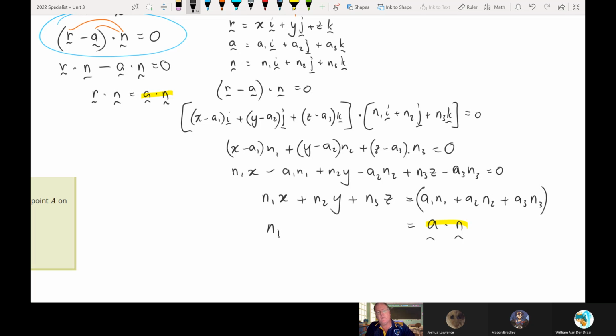Now, I'm going to leave that as a dot n because it's just quicker and easier. I'm not going to simplify this side because it defeats the purpose of what I'm trying to achieve. But what can you tell me about n1, n2, and n3? What are they?